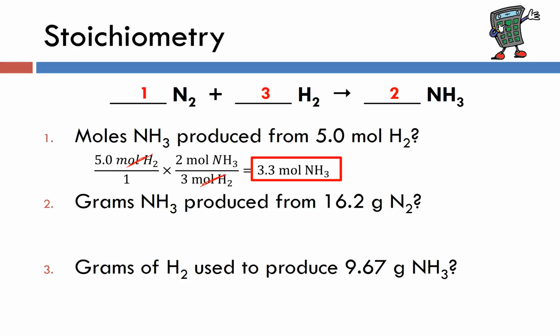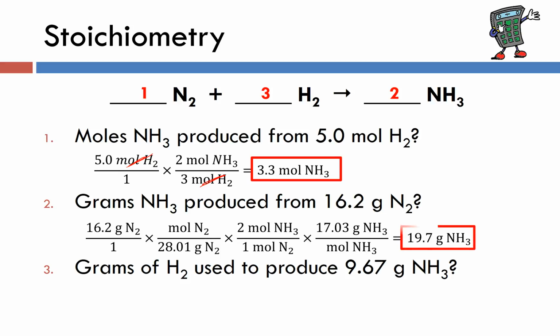Things are more complicated and a little bit more lifelike for question 2. You're probably not going to know how many moles of something you're working with. More often than not, you're going to have masses. So it looks like a lot of work, so let's break it down. Take the number you've been given, 16.2 grams of nitrogen. When in doubt, convert to the mole.